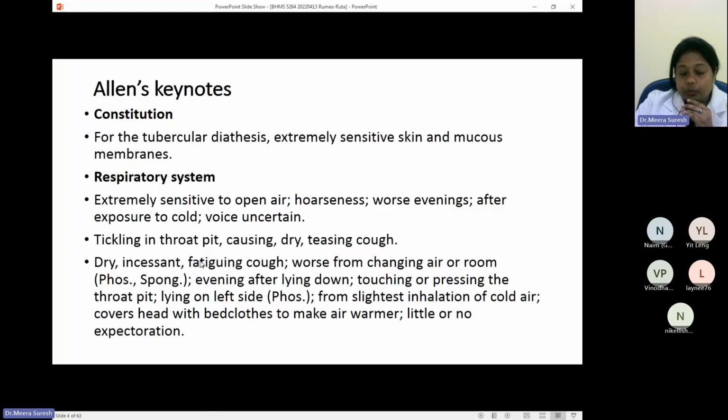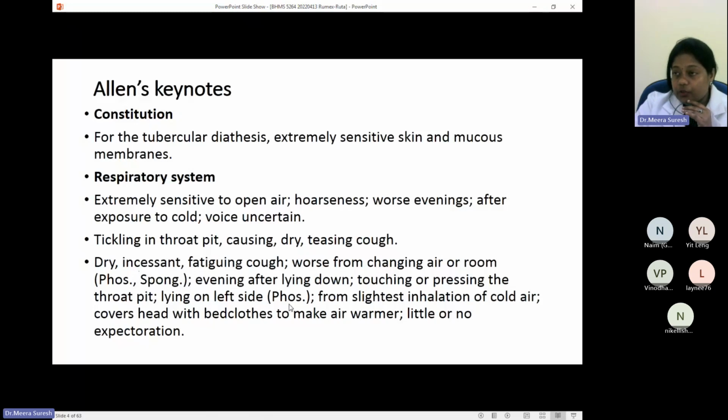Before the cough, there will be a tickling sensation, and that causes a dry, teasing type of cough. This cough will be very dry, incessant, very continuous and fatiguing in nature, and that is worse from changing air or room. And this cough is aggravated after lying down and also evening, lying on left side.